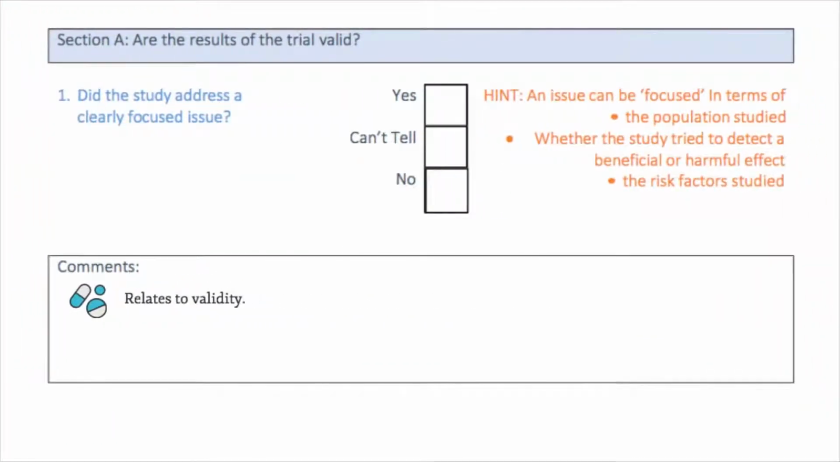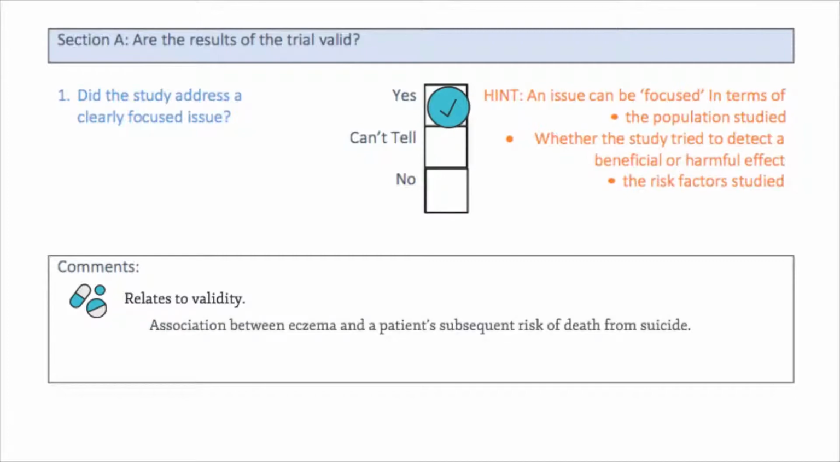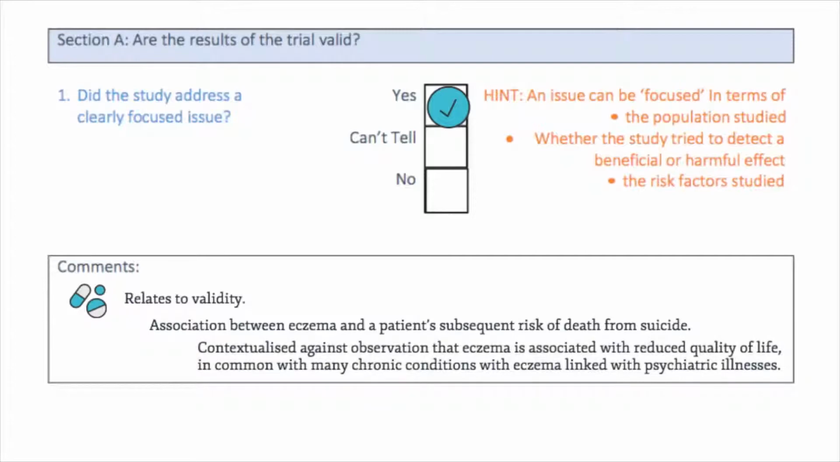The first question in the checklist is to consider whether the case control study examined a clearly focused question. The answer for this study would appear to be yes, as the authors considered the association between eczema and a patient's subsequent risk of death from suicide. They contextualized this research question against the observation that eczema is associated with reduced quality of life, in common with many chronic conditions, and that previous research has linked eczema with psychiatric illness.